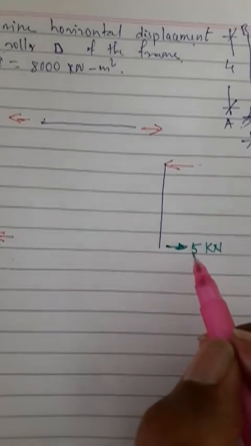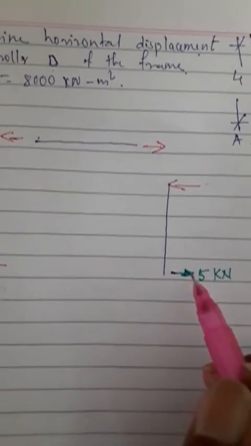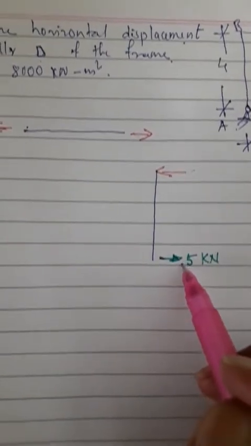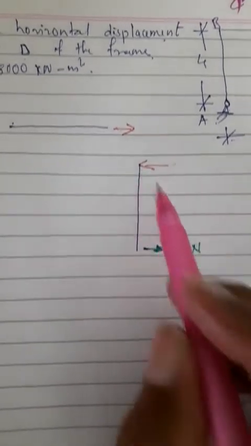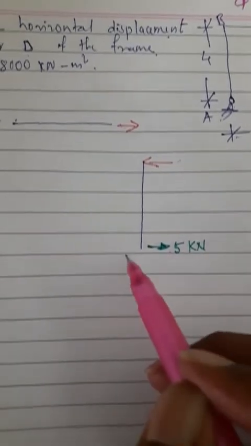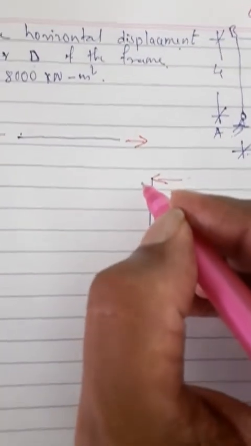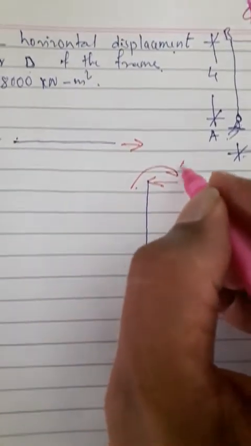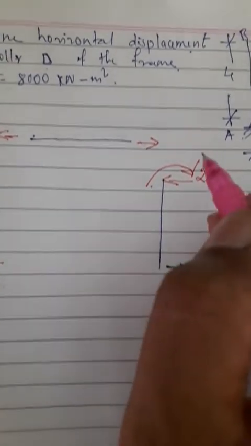Now I have to balance the bending moments. This creates a bending moment at this end of 5 into perpendicular distance. This distance is 4 meters. 5 4s are 20. It is acting in anti-clockwise direction, like this. So in order to balance this, an equal and opposite moment of 20 kilonewton meters is acting here.